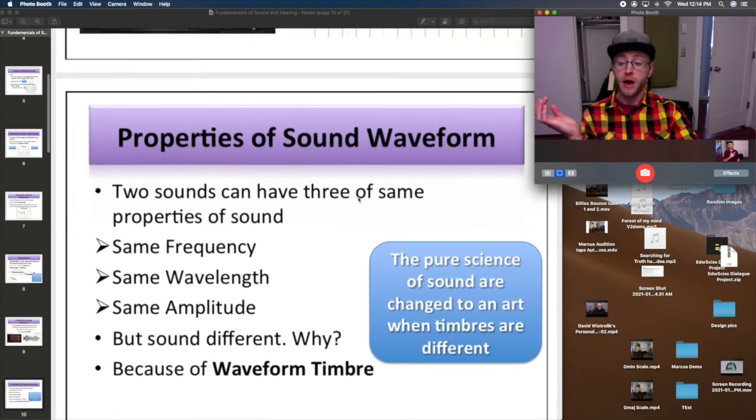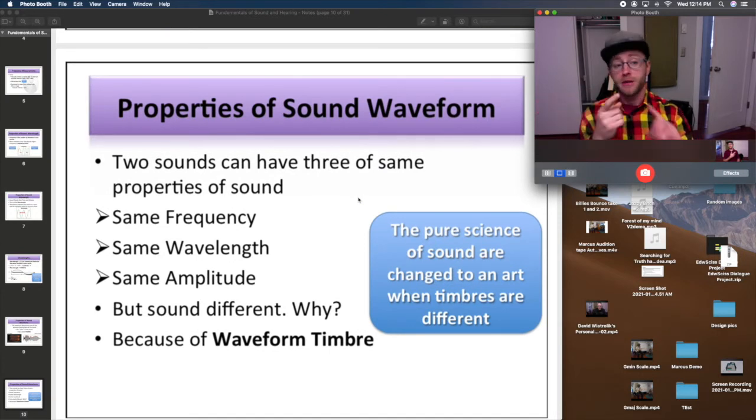That's how we can tell instruments apart. Like we can tell a trumpet that plays the same note as a violin, that plays the same note as a voice, that plays the same note as a piano. All those are the same pitches, the same frequency, but they sound very, very different because they have different timbres. Okay?